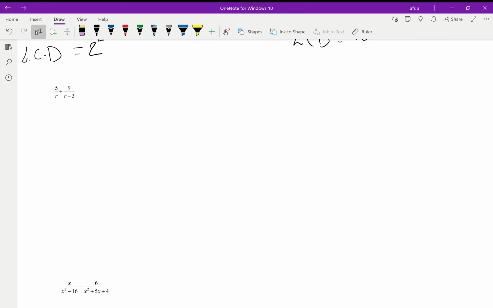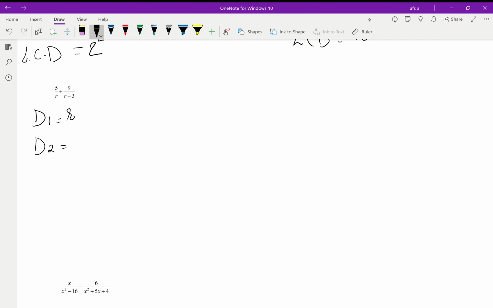Now, let's take a look at the second problem. Once again, we have a problem with a rational expression with two denominators. And in this case, again, our denominators are pretty straightforward. They're not going to require us to do any work. The first one is just one term. The second one is a binomial.